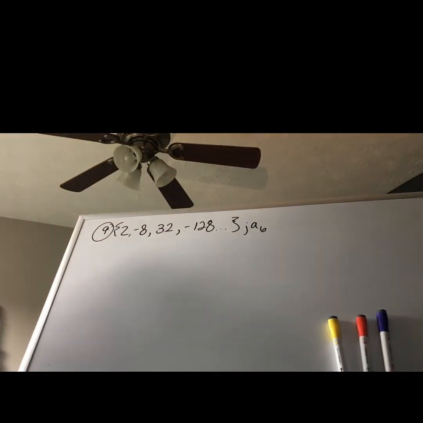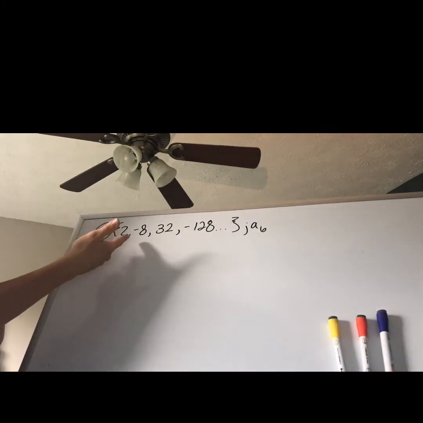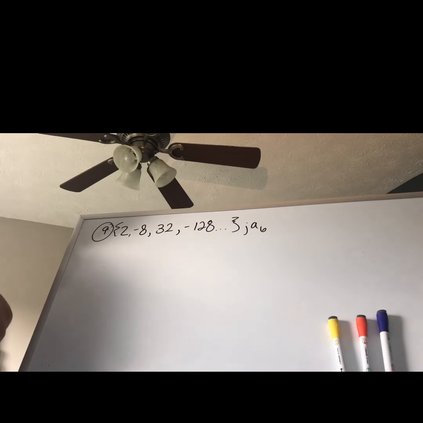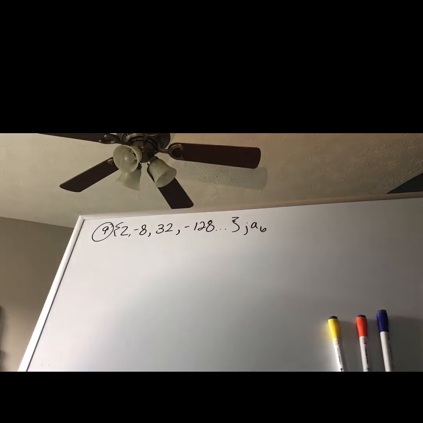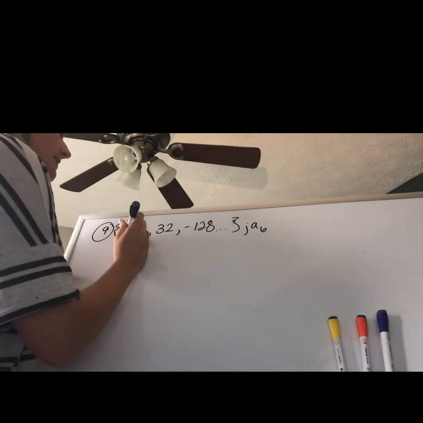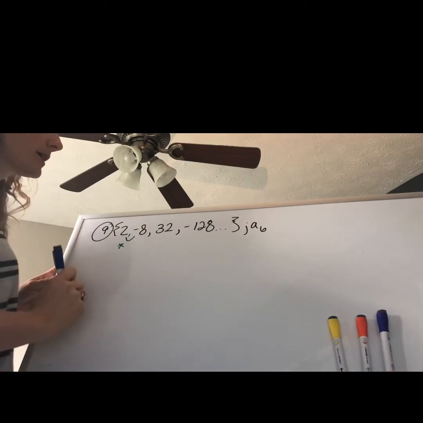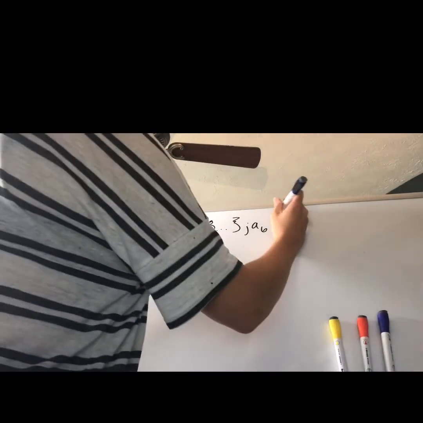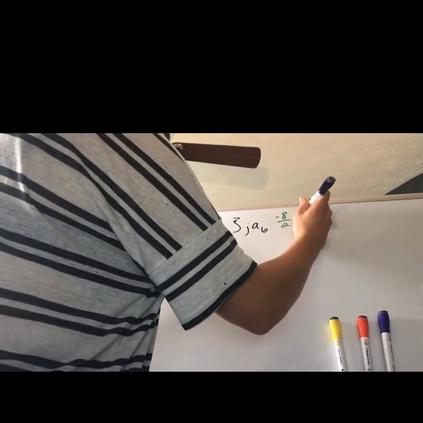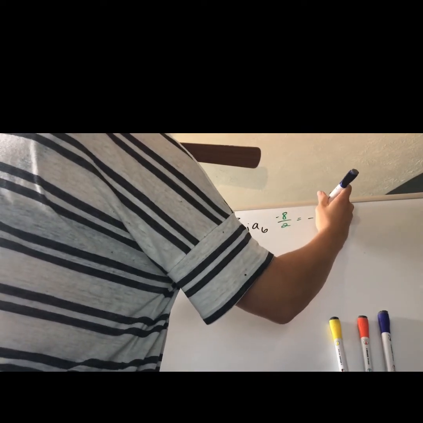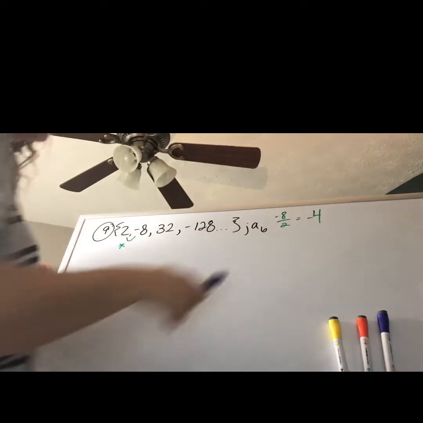See, this is geometric, which means, so we've got number 9 here. So 2, -8, 32, -128. Let's check and see if this is geometric. So what do we multiply 2 by to get to -8? Well, if that's not too obvious to you, do -8 divided by 2. It's a whole number, -4.